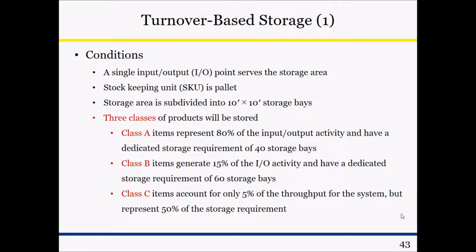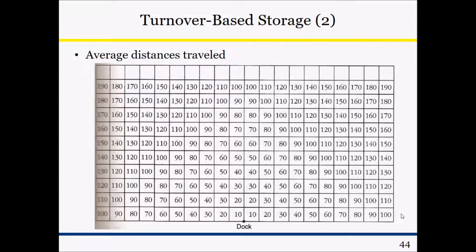And there is a single input-output point serving the storage area. A stock keeping unit is a pallet and the storage area is divided into 10 feet by 10 feet storage bays. So based on that, we have average distances traveled from the entrance, in other words, the docking area. Basically, you can consider this as a distance matrix from the entrance and exit.